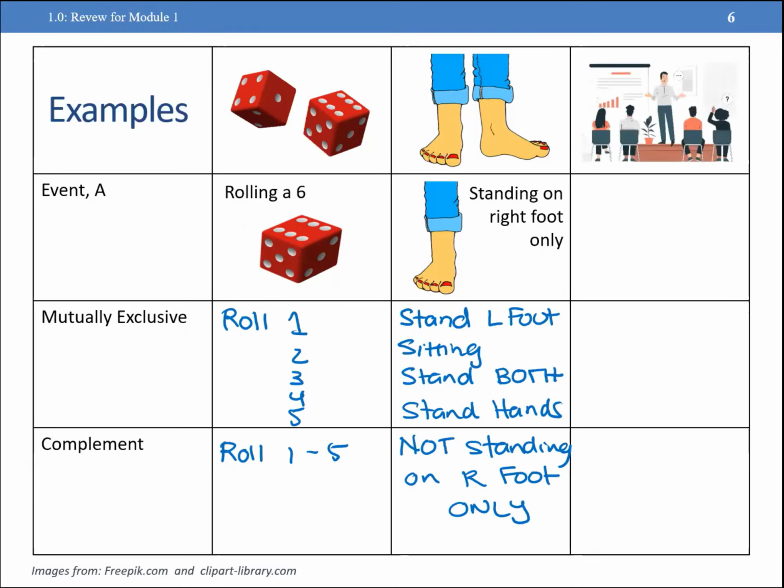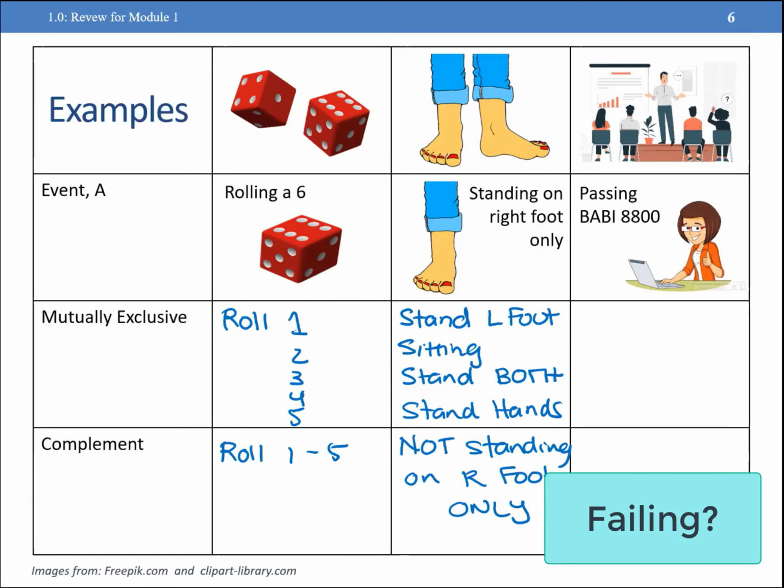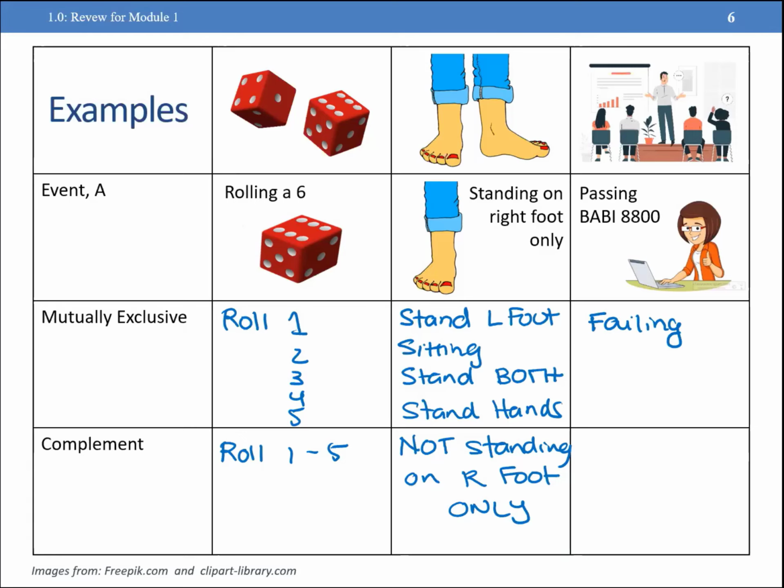One more. Let's talk about this course. This is you studying for the course. So let's talk about passing Babby 8800. What would be something that's mutually exclusive? Mutually exclusive would be failing. That's right. Failing is mutually exclusive to passing. Absolutely. Now, what's a complement to passing? Is it failing as well?